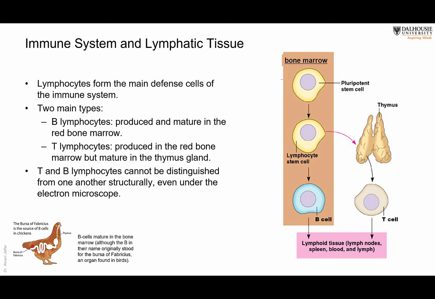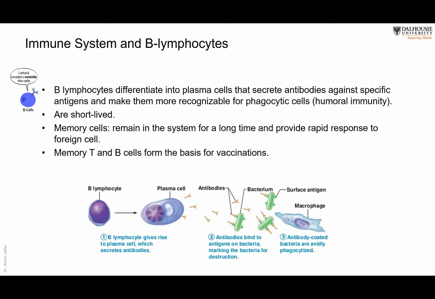And we have B-lymphocytes and T-lymphocytes. As we mentioned previously, the B-lymphocytes are produced in the bone marrow and they mature in the bone marrow. The T-lymphocytes are produced in the bone marrow but need to travel to the thymus, where they become mature by the effects of the hormones that are produced in the thymus. And you cannot differentiate between them structurally.